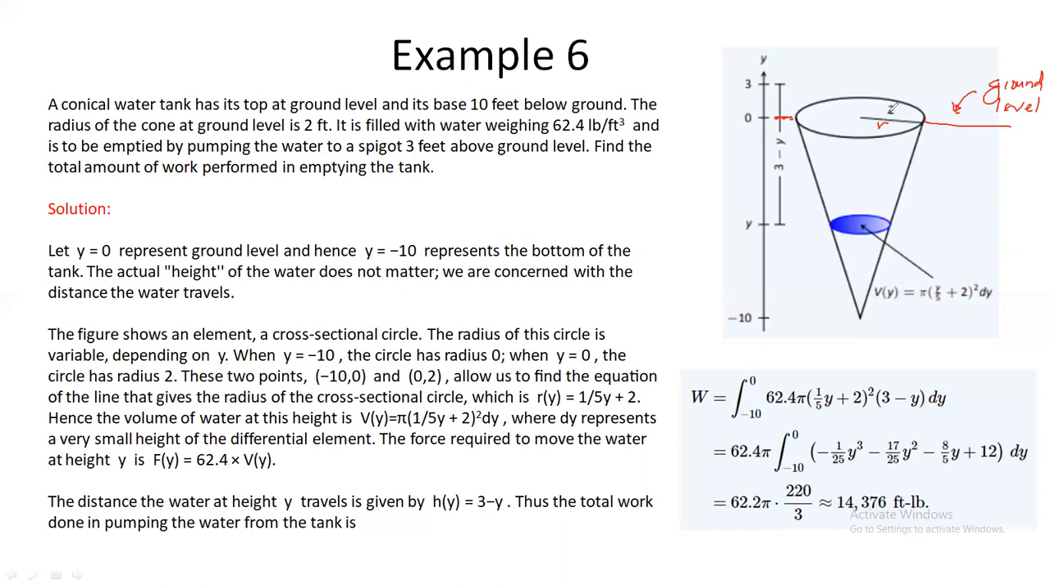It is 2 feet. It is filled with water weighing the same density of water as in the previous sample problem, so 62.4 pound mass per cubic feet, and is to be emptied by pumping the water to a spigot 3 feet above the ground level. So you are to pump water at this portion here, 3 feet above ground level or above the top of the tank. Find the total work performed in, take note, emptying the tank again. Okay, just a minute, class.